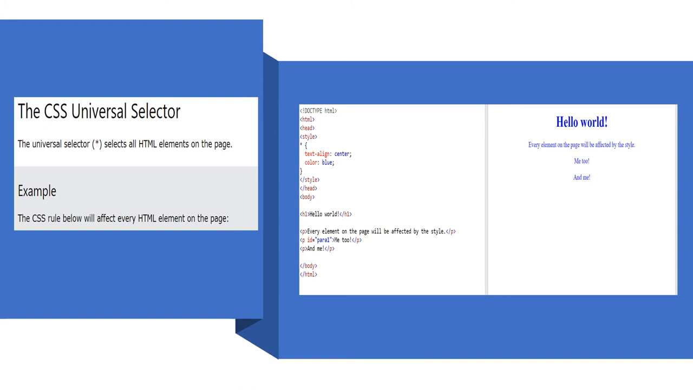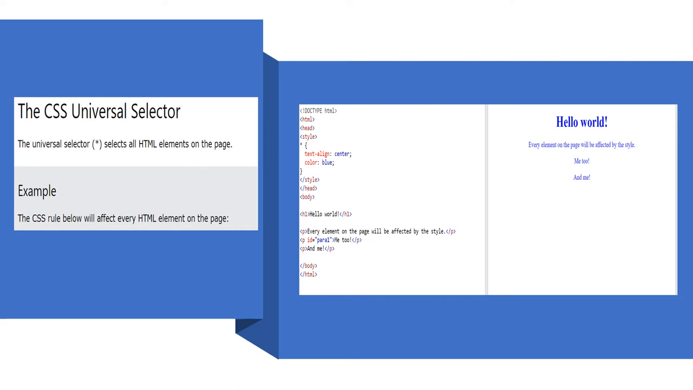You can see the example here. In the body section, we have an H1 tag, a P tag, another P tag, and another P tag. We have four tags. We are applying only one style, which is center alignment and blue color. We are using star as the selector. This is nothing but a universal selector. The CSS universal selector star is used for styling all the HTML elements present on the web page. Follow this syntax to apply styles to all elements. Here is the output. You can see all the HTML elements, the header and paragraphs, are centered and blue in color. This is called the CSS universal selector.